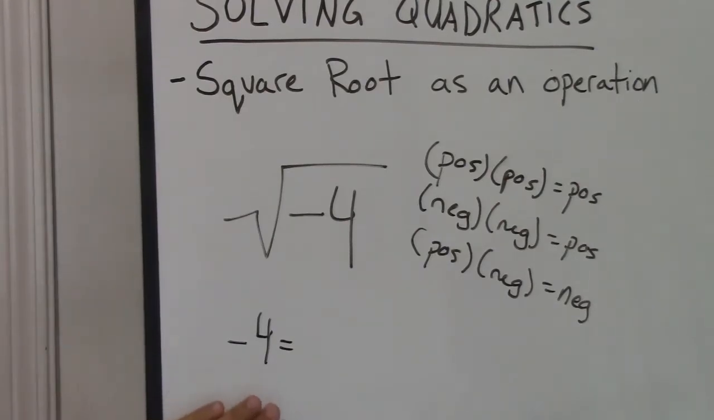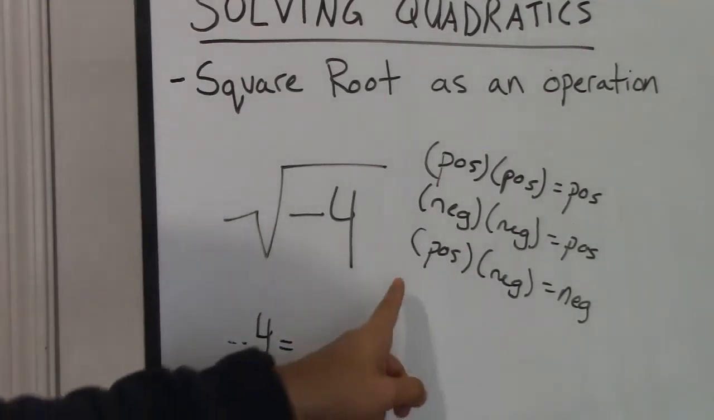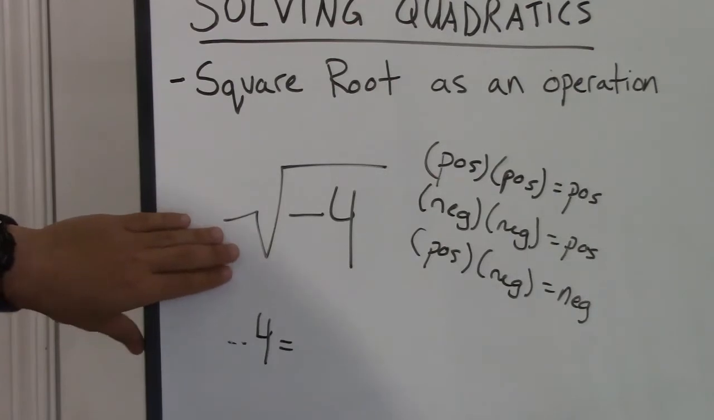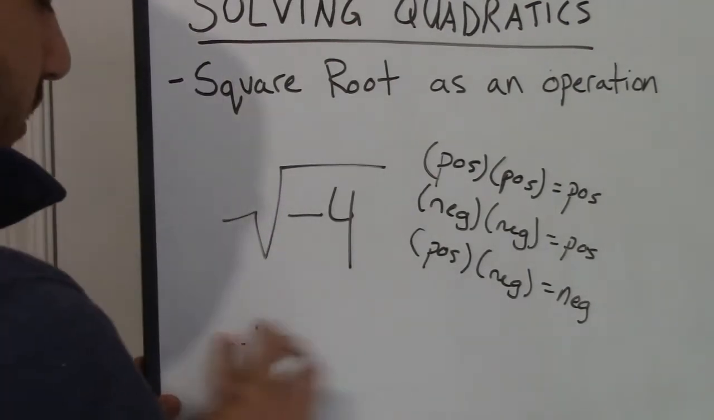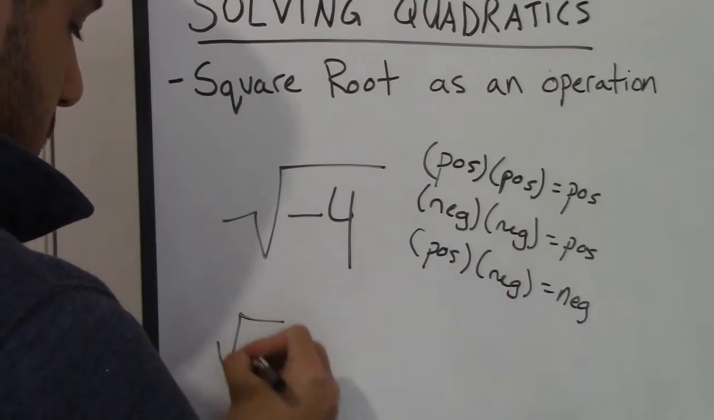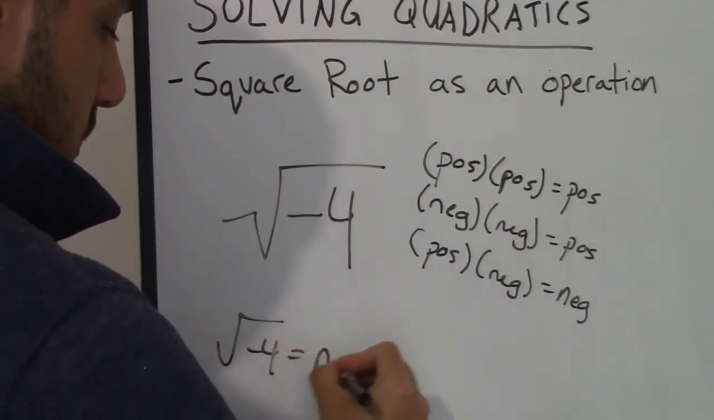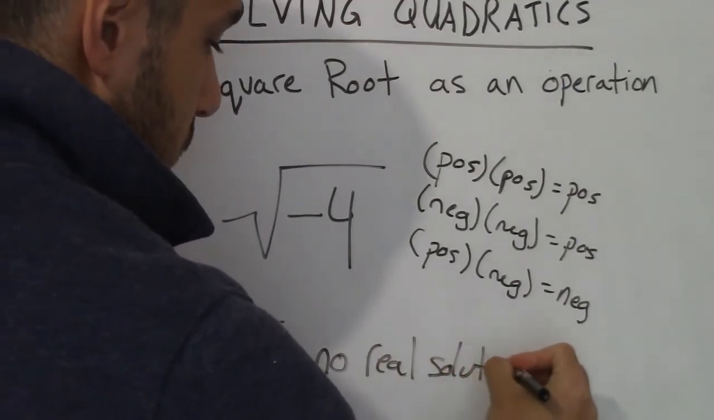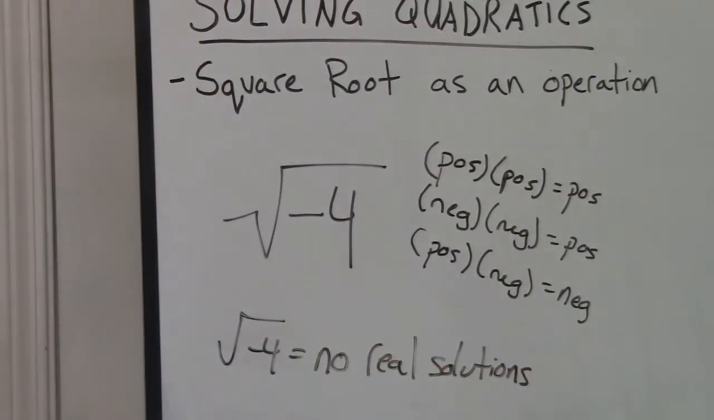So in this case, there are no numbers that we can multiply by itself to get a negative number, because we need one positive and one negative, so we can't multiply 2 different numbers. That's not how square root works. So when you have the square root of a negative number, this is what we call no real solutions. So the reason we call it real solutions is because we're talking about real numbers.